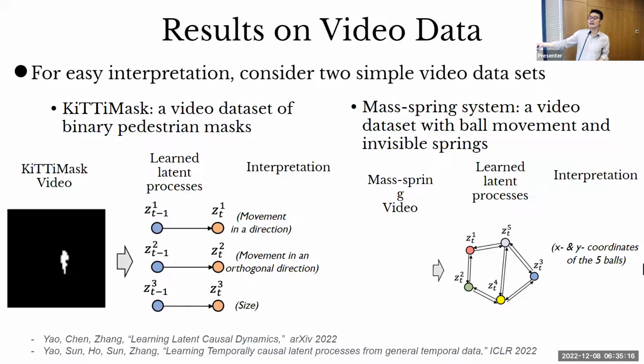It turns out that those 3 latent processes are independent from each other. There is no causal relationship between them, and they are just a movement in one direction, movement in the orthogonal direction, and the size of the mask. Very simple, and clearly it's interpretable.